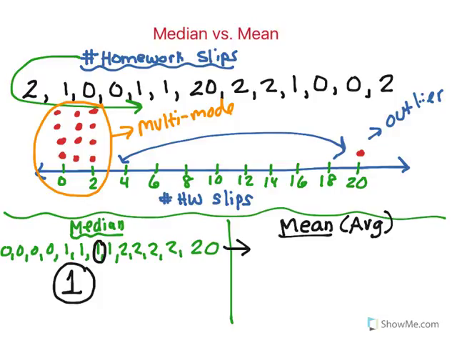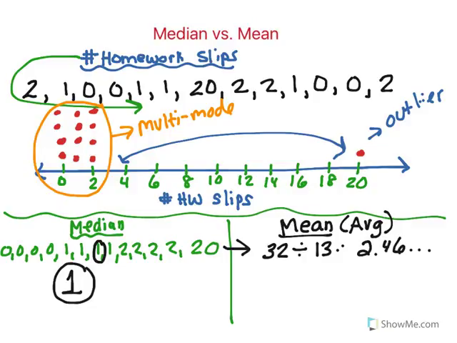I'm not going to rewrite that, but if I add them all up, I have 4 1s, which is a total of 4. I have 4 2s, which is a total of 8, and then I have that 20. So I have a total sum of 32. But remember, I'm going to divide by the number of values, and in this case, it's 13. So if I do 32 divided by 13, I get an average of 2.46, and it's actually an irrational number, an Energizer bunny.